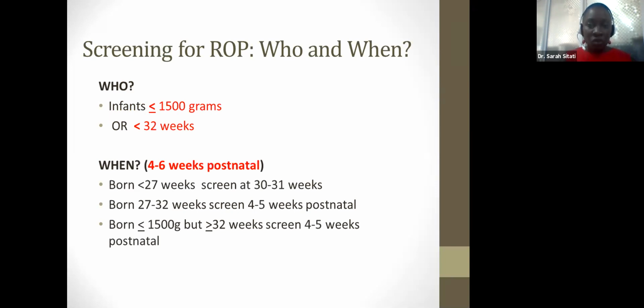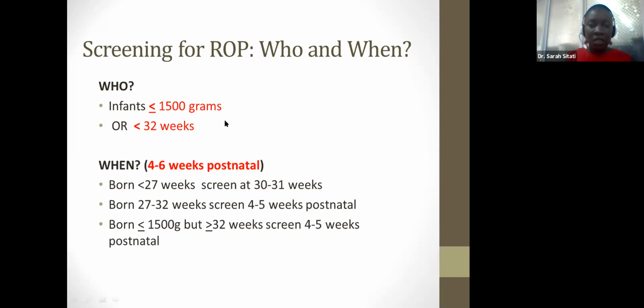We have national guidelines which have helped us to decide who to screen and when to screen. And our guidelines recommend that we screen all infants who are born 1,500 grams or less, or any who are born 32 weeks or less. So if the baby has any one of the two risk factors, then we go ahead and add them to the list for screening for ROP.